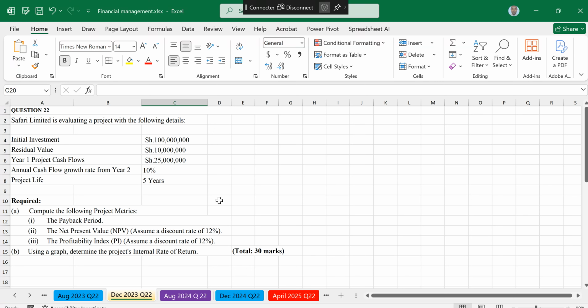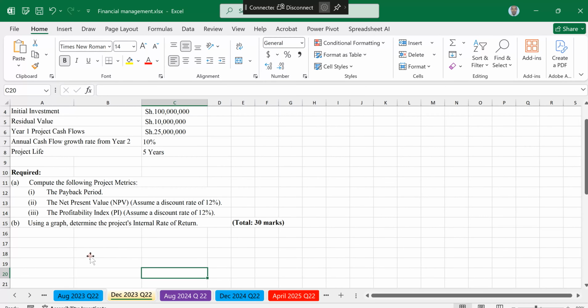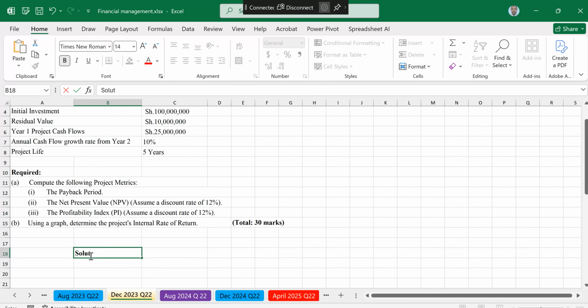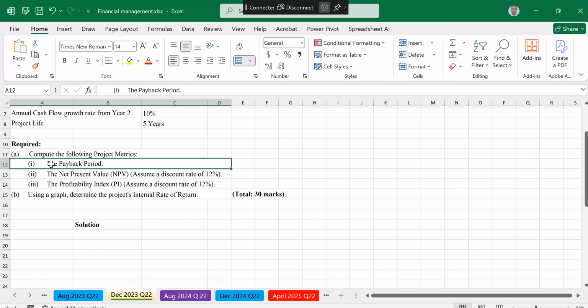Now compute the following project metrics. 1, payback period. 2, the net present value, NPV, assuming a discount rate of 12%. Then PI, assuming a discount rate of 12%. Solution. We want to do the solution for that. So, solution for this question. We start with the first one, payback period.